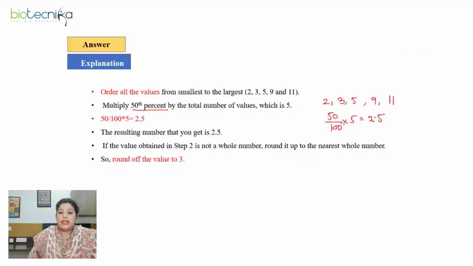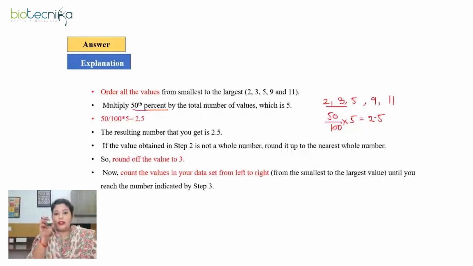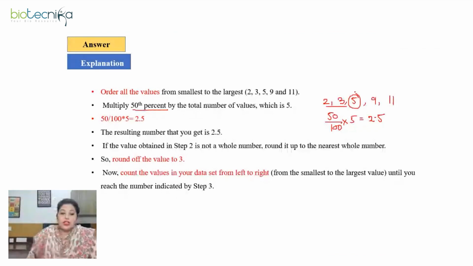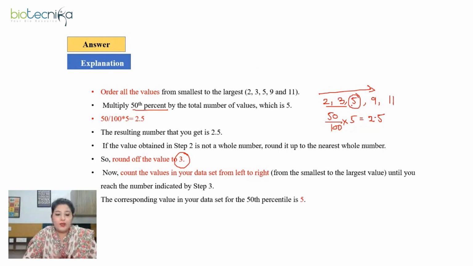This means that in the arrangement of the values that we have done, we have to look which number comes at the third position. So that means it is the number 5. When we count the values in our data set from left to right, that is from smallest to largest value, up to the number indicated in the step, that is 3, that is our answer. So the corresponding value in our data set for the 50th percentile is 5. Therefore, answer is option 1 here.